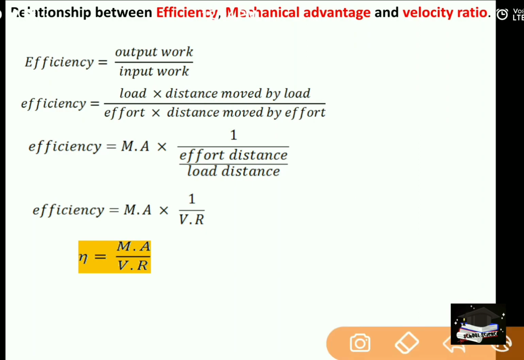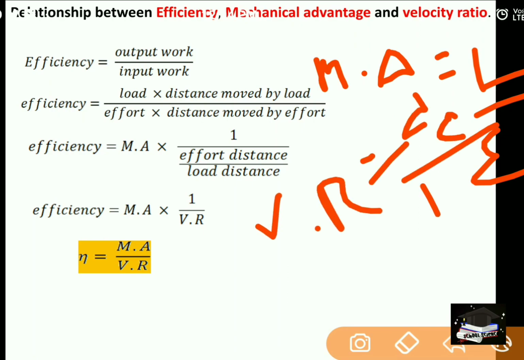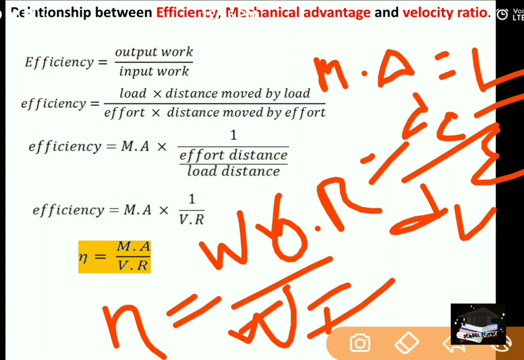So what are the important formulas which we have come across till now? Mechanical advantage is load by effort, velocity ratio is distance moved by effort by distance moved by load, efficiency is output work by input work, and the last one, efficiency is mechanical advantage by velocity ratio. We need to remember these formulas by heart because we have to do numericals later on, and we need these formulas in the numericals.